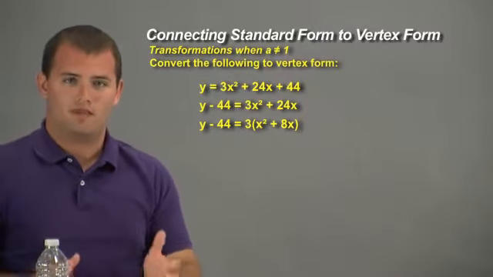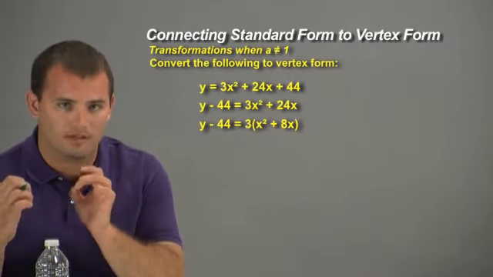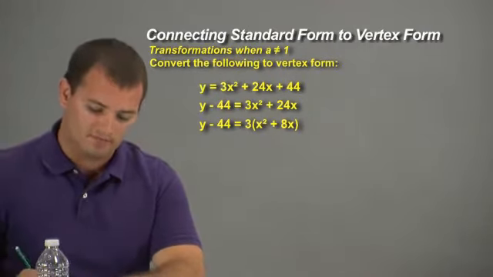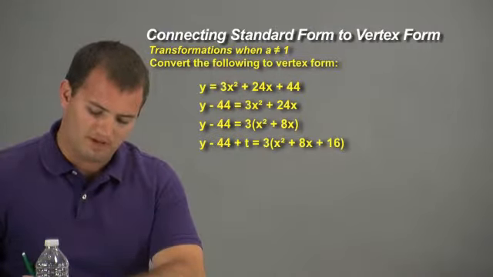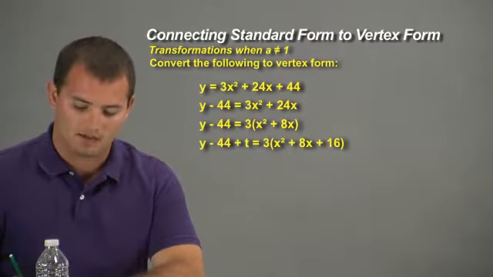Now let's take half of b, here it's 8, square it, and add it to the inside of our parentheses. And half of 8 is 4, and 4 squared is 16. So our equation becomes y minus 44 plus t is equal to 3 times the quantity x squared plus 8x plus 16.